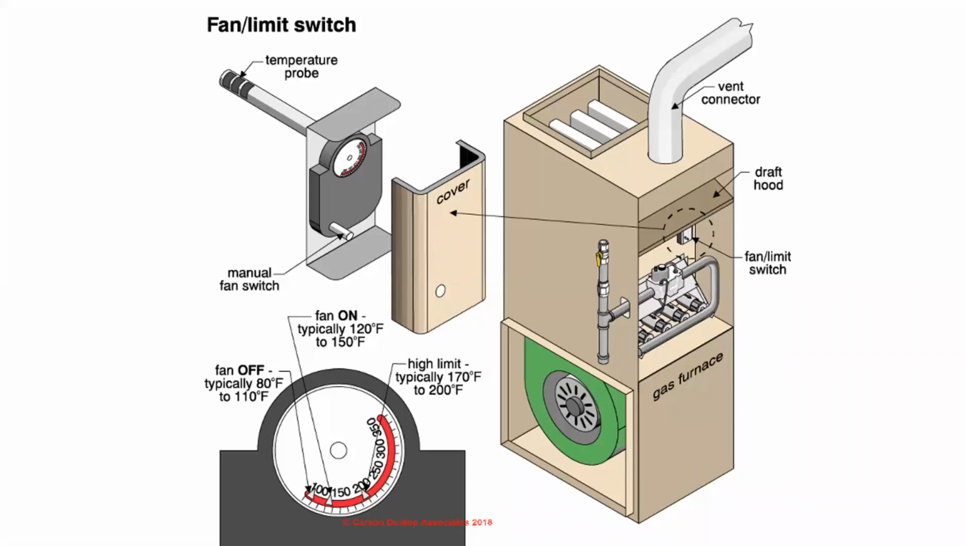The other two settings are fan on and fan off. The fan on setting refers to the main blower fan that is going to push warm air throughout the building. The fan on setting is going to be slightly higher than the fan off setting. And so what we're doing with these two settings is ensuring that the fan will turn on when the air is adequately warm, and the fan will turn off before the air inside the furnace gets too cold. We don't want cold air blown through the building.